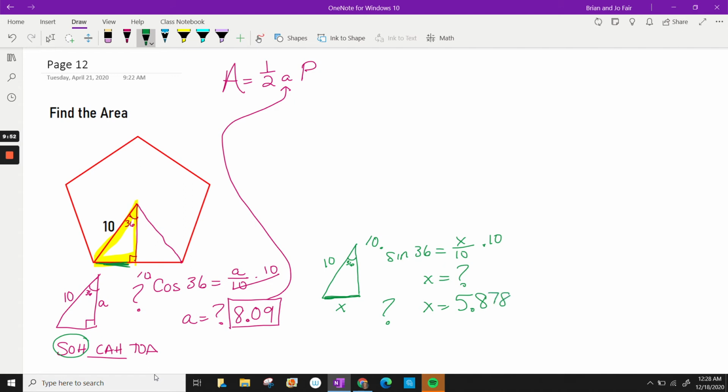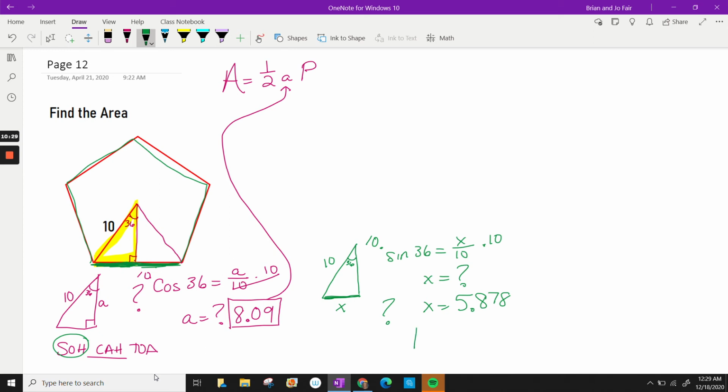Now that's x, but remember we're not done yet with that. All that is this little piece here. So think about what you've got to do with that to end up at your perimeter. First thing I need to do is double it so I can get this full length. And then I'm going to have to take it times 5 because I have 5 sides total, and that's going to get my perimeter for me. If I'm going to take it times 2 and then times 5, I could just take it times 10. That would work.